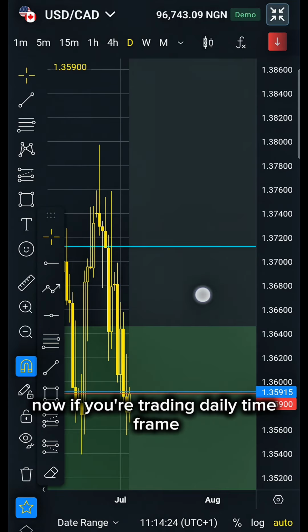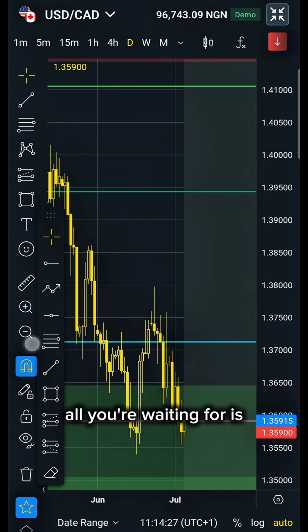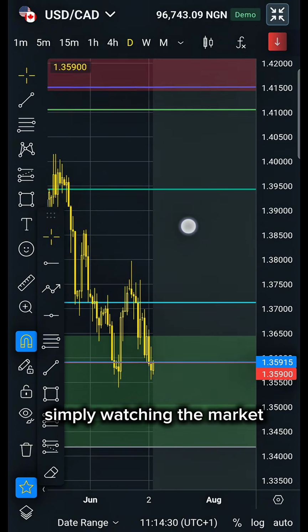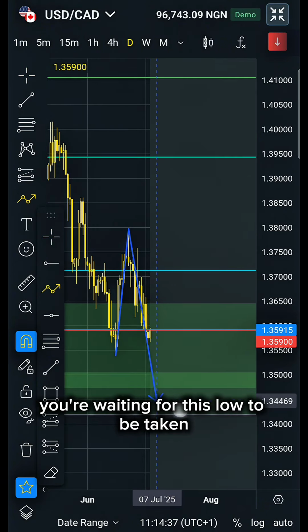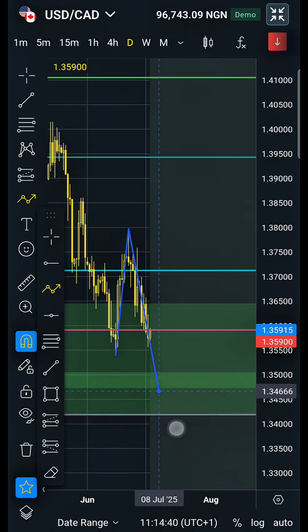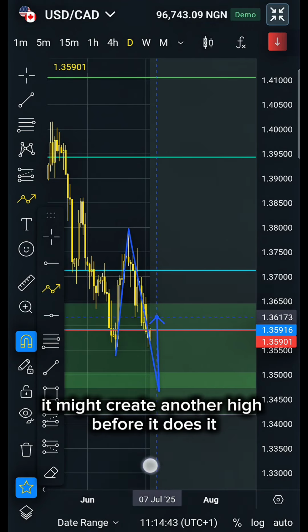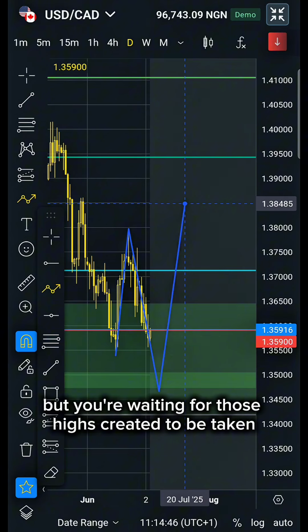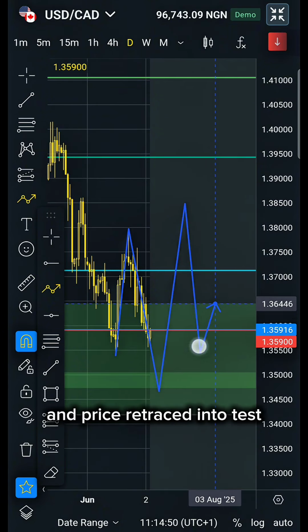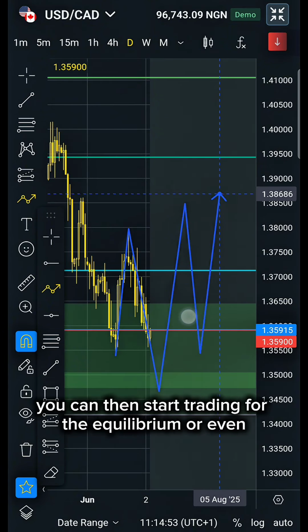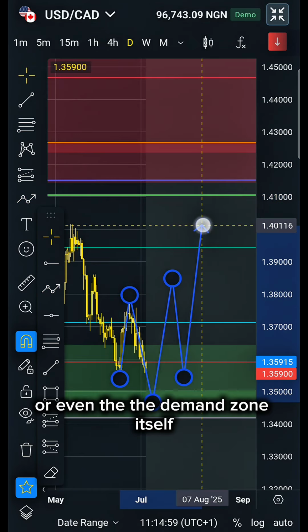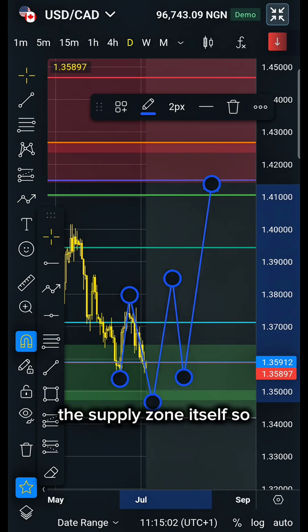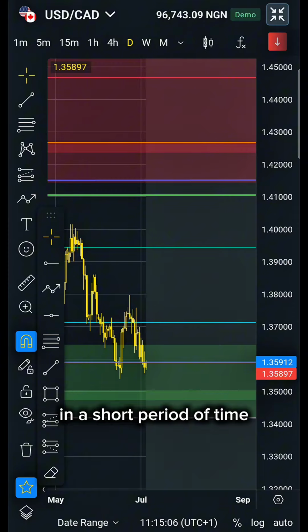Now, if you're trading the daily time frame, all you're doing is simply watching the market, and you're waiting for this low to be taken and price to come within this zone. And then you're waiting for the high created. You might create another high before it does it, but you're waiting for those highs created to be taken and price retracing to test. And when you see price heading away from that area, you can then start trading for the equilibrium or even the demand zone itself, the supply zone itself. So this is how you trade the US dollar CAD in a short period of time.